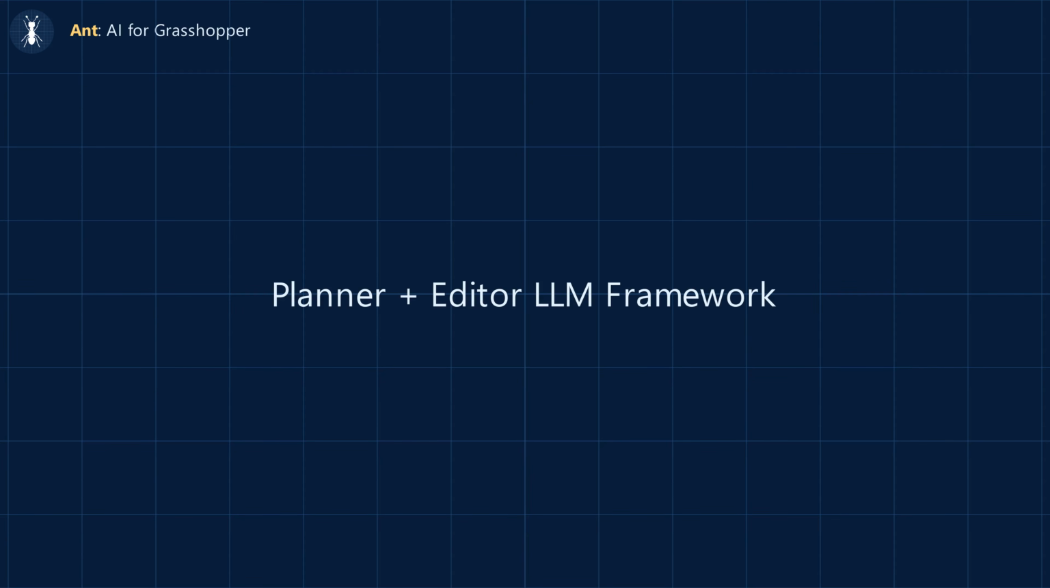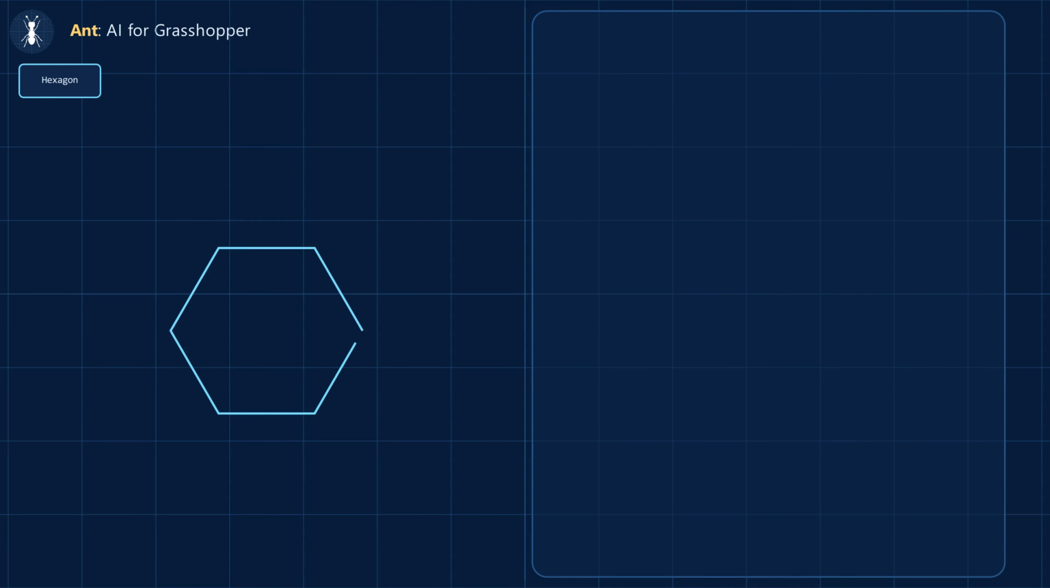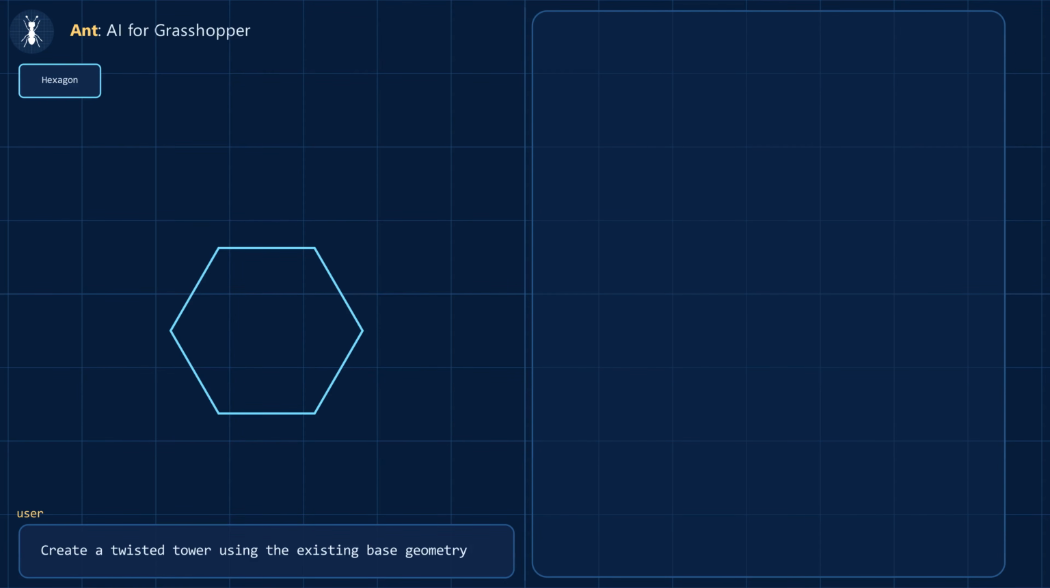Okay, now let's improve the LLM framework. Instead of having a single LLM do all the tasks, we will divide the workload between a planner and an editor LLM. Let's see how that will work. Again, we start with the base geometry and the user prompt. Now, this input is sent to a planner LLM.